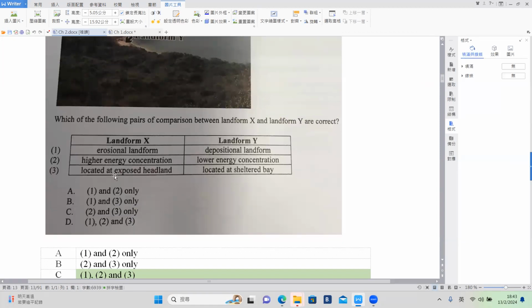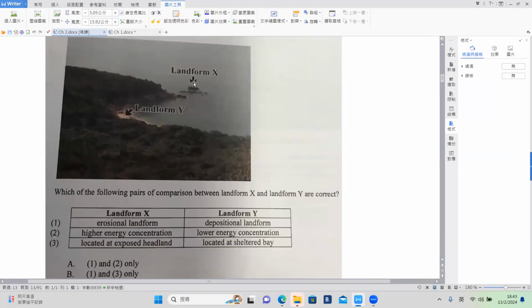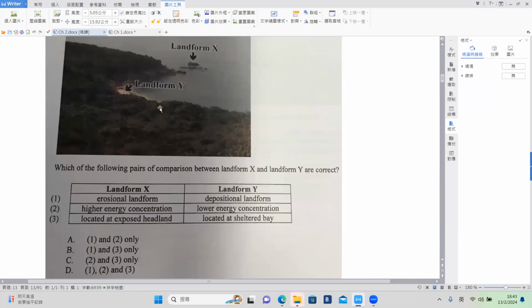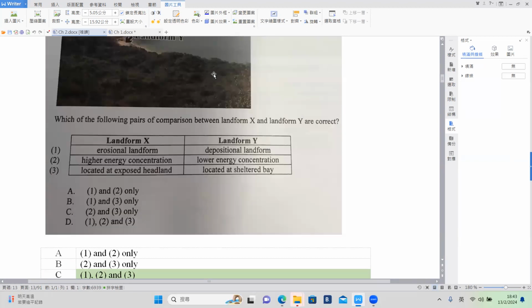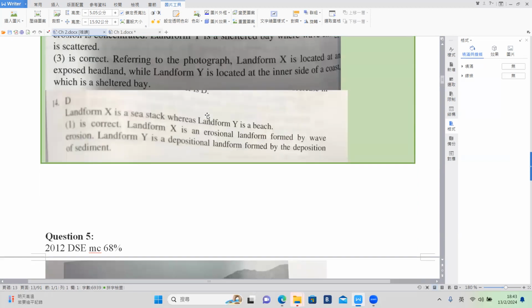Lastly, located in the exposed headland. Okay, this is a headland, sticking out. And then Y is the concave shallow bay, while the landform X is a convex headland. So accordingly, 1, 2, 3 are all correct.